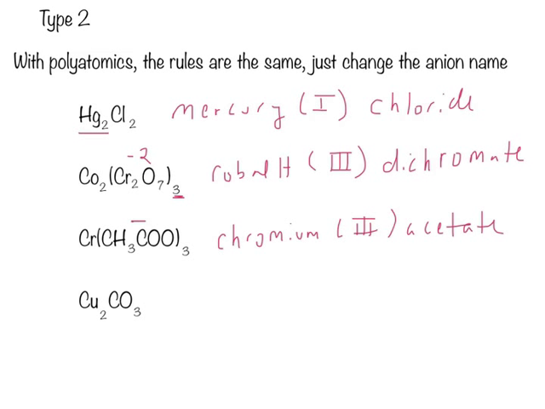And then finally, we have Cu2CO3. The CO3 is a 2- charge. That is the carbonate ion. And since I've got 2 coppers, that means that each copper must be contributing only a +1. So this is copper 1 carbonate.